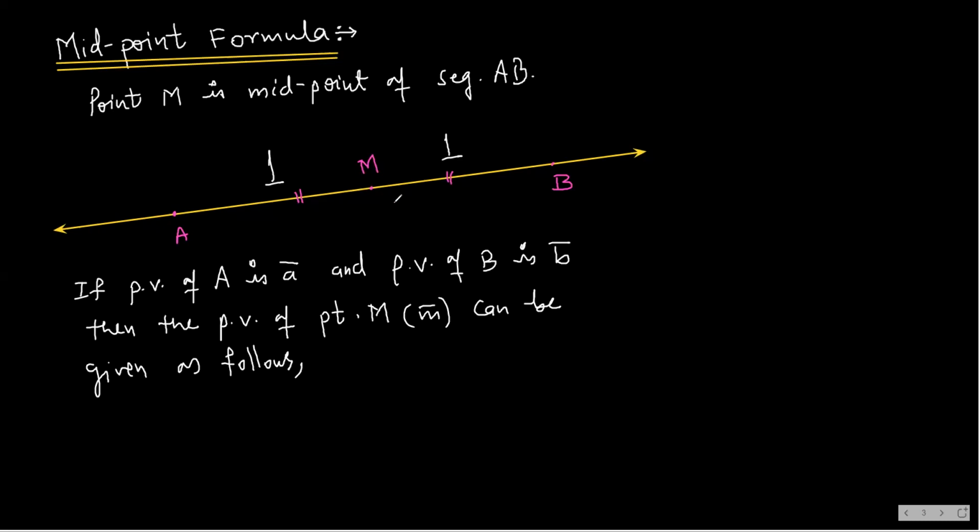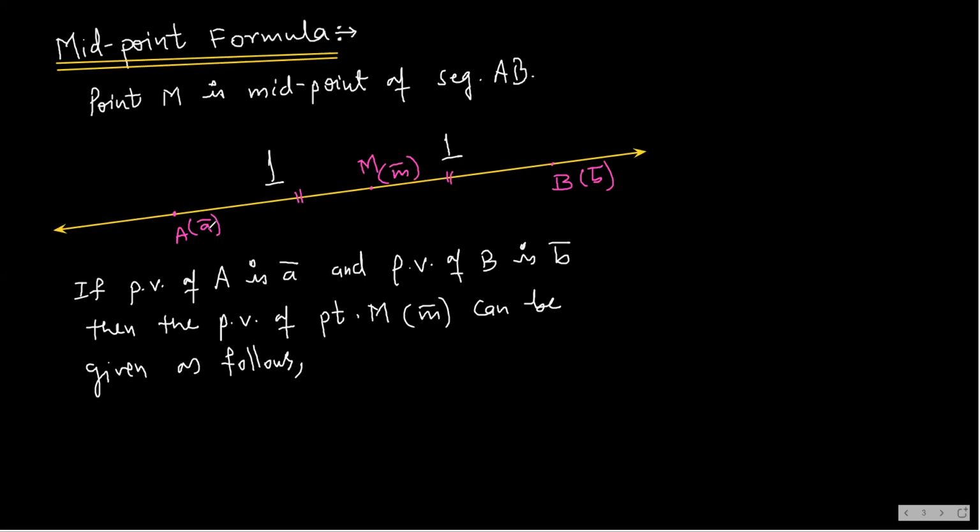internal division section formula, because what is M doing? M is dividing segment AB internally. So here you will apply the internal division section formula. Before that, I will write the position vectors here: A bar, B bar, and point M has position vector M bar.